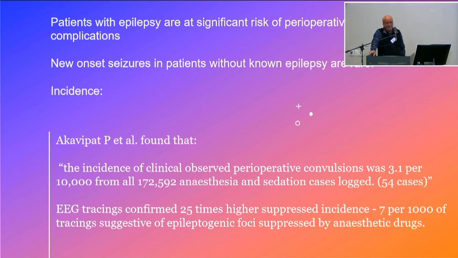The incidence there is 3.4 per 10,000. But look at that next statement. EEG tracings confirmed a 25 times higher suppressed incidence, 7 per thousand, of tracings suggestive of epileptogenic foci suppressed by the anesthetic drugs. So this actually happens to us all the time, we just don't know it. So keep it in mind.